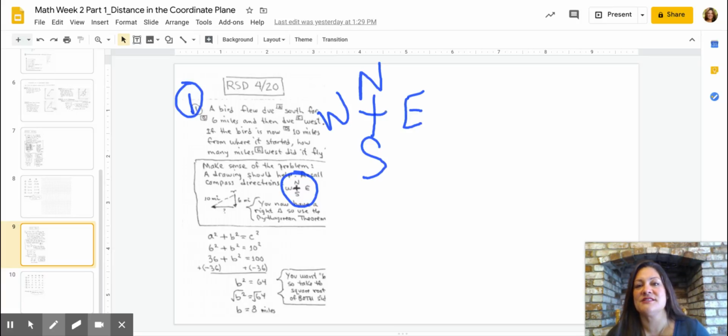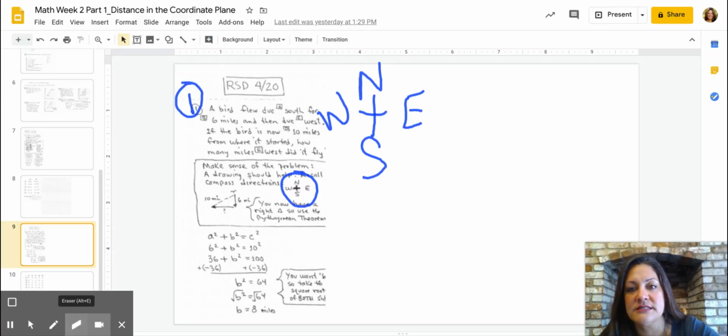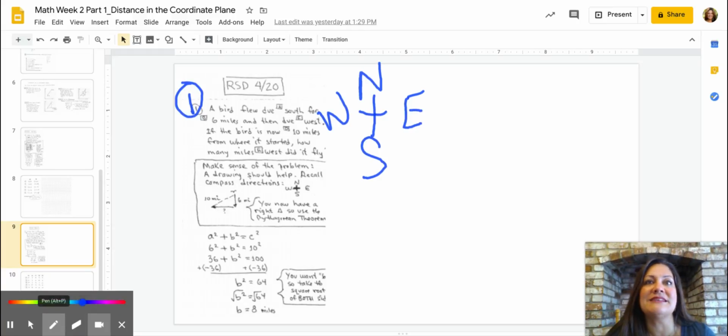Okay, so let's see, I should probably erase some of this. We'll do right here. Okay, so it says, what are you going to do? You need to make sense of the problem. And you'll see that on this problem, they're actually labeled with A, B, C, D, E.